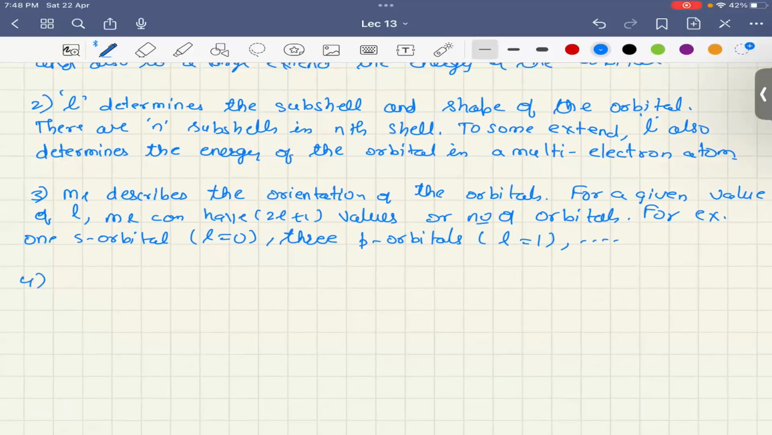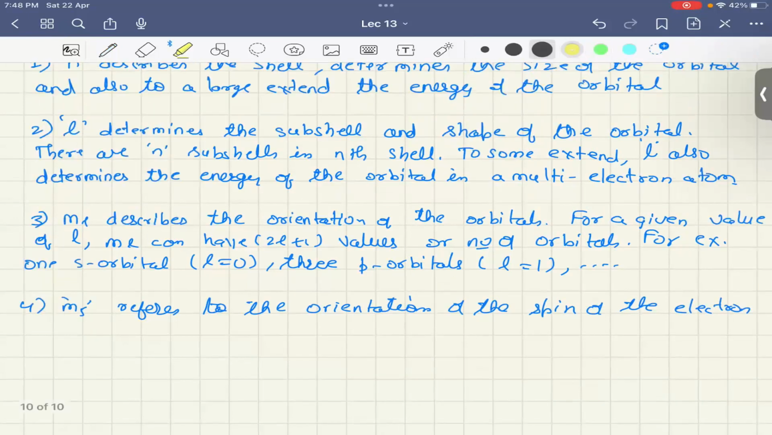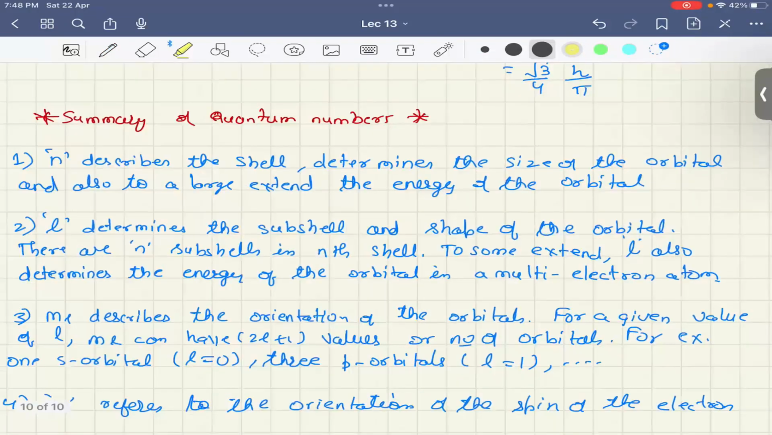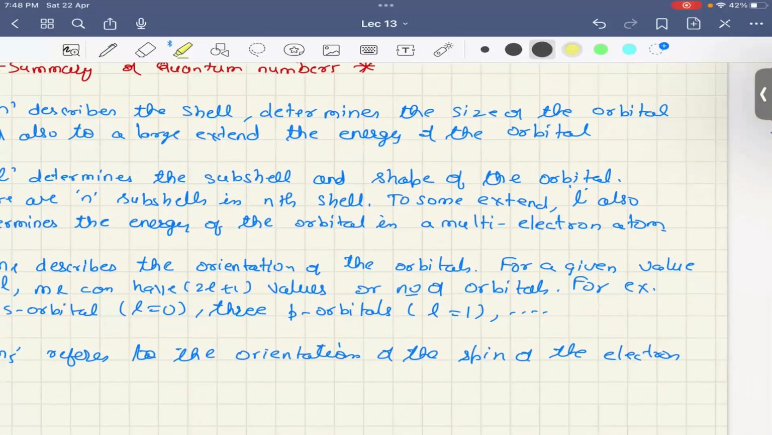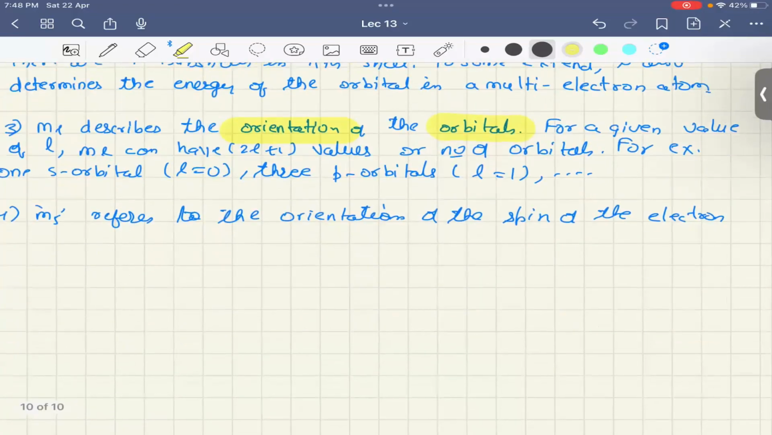The fourth point is ms refers to the orientation of the spin of the electron, right? So these are the nutshell points which are to be highlighted, right?